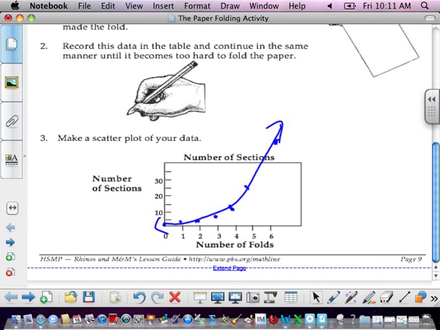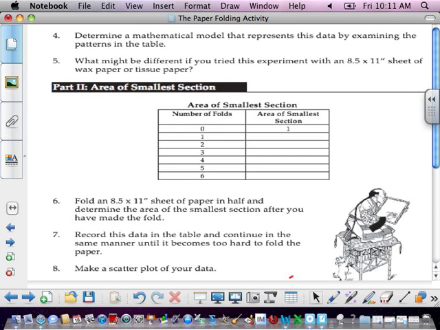At 0, we're at 1. At 1, we're at 2, and so on. Okay, it's off the charts. It's up at 64. All right, so we know it's doubling. We know it's exponential. Therefore, we know that the equation is y equals 2 to the x, or 1 times 2 to the x.